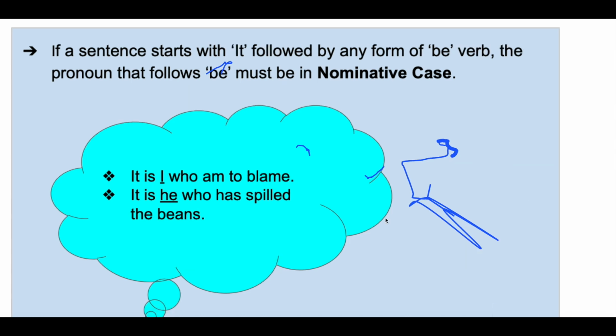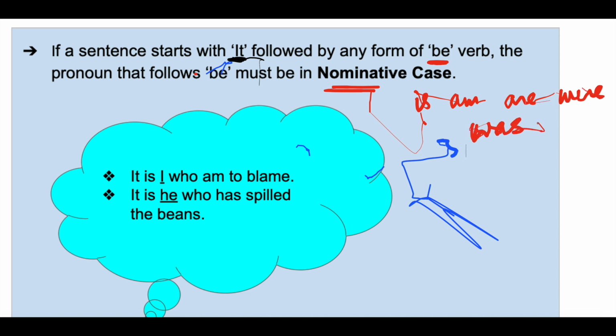Next rule is, if a sentence starts with it, and is followed by a be verb, then the pronoun should be in its nominative case or subjective case. What are be verbs? Is, am, are, were, was. These are all be verbs. Be itself is also a be verb. Is, am, are, were, was, were, these are all be verbs.